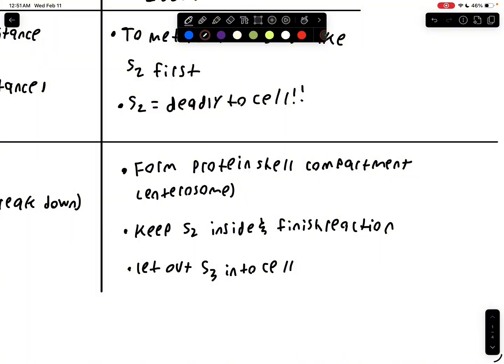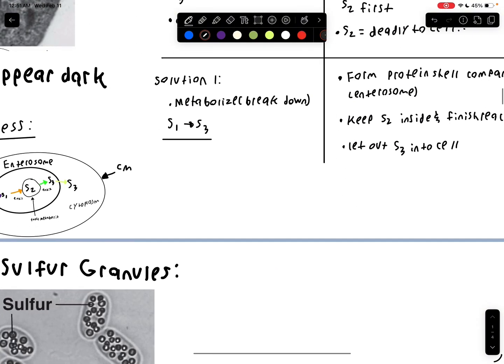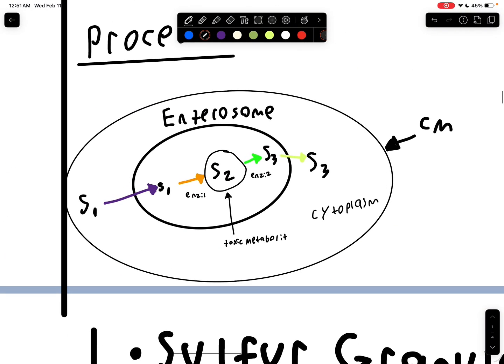They form another protein shell. This time it's called the enterosome. And it keeps the substance 2 inside and finishes the reaction. And then it lets out substance 3 into the cell. So let me show you what that looks like. Over here you have your cytoplasm on the outside. This stuff, right? Inside of the cytoplasm is this enterosome. So this is another protein shell.